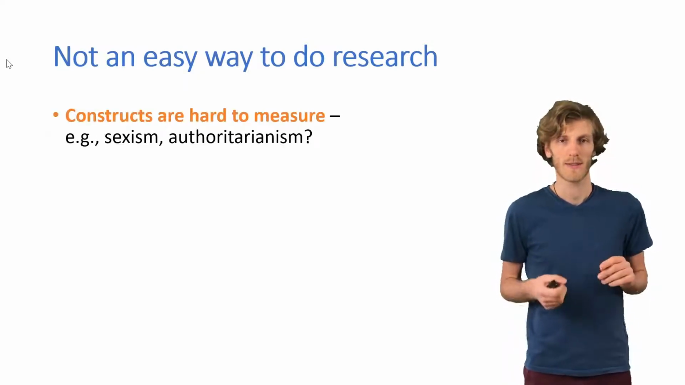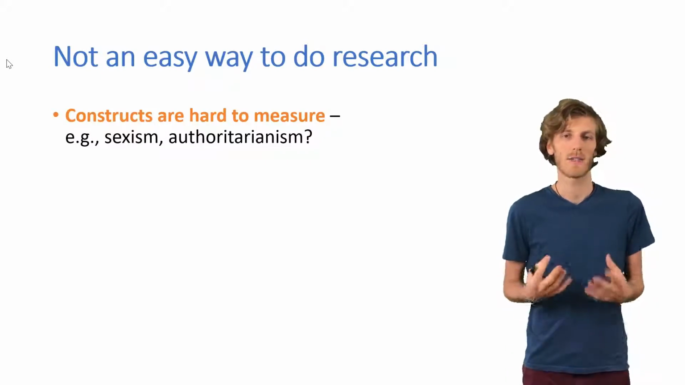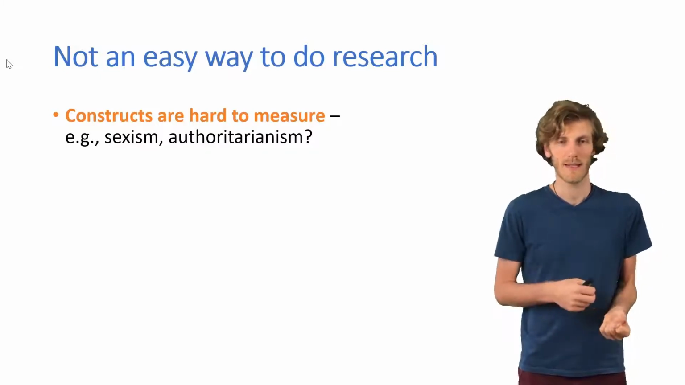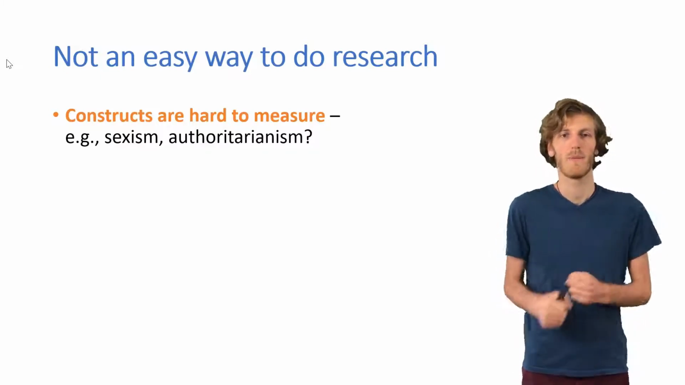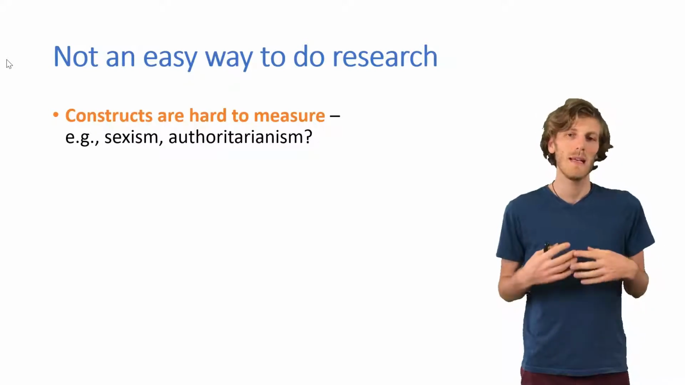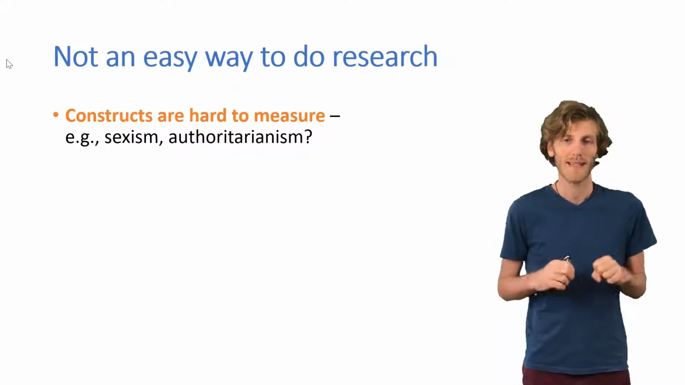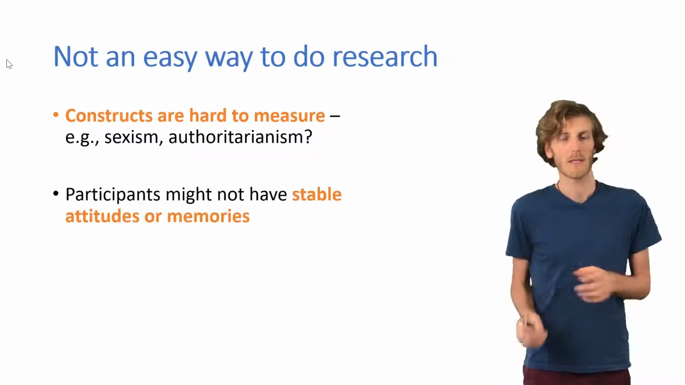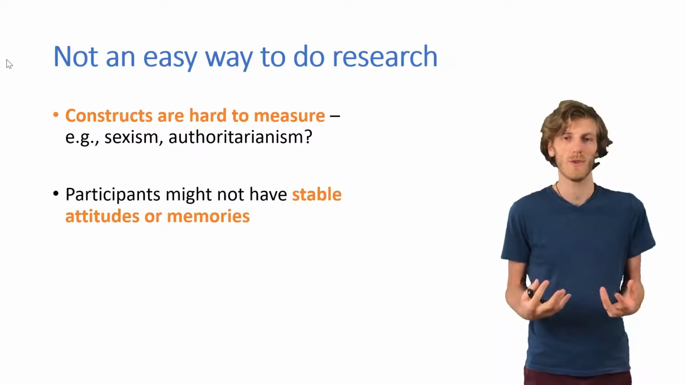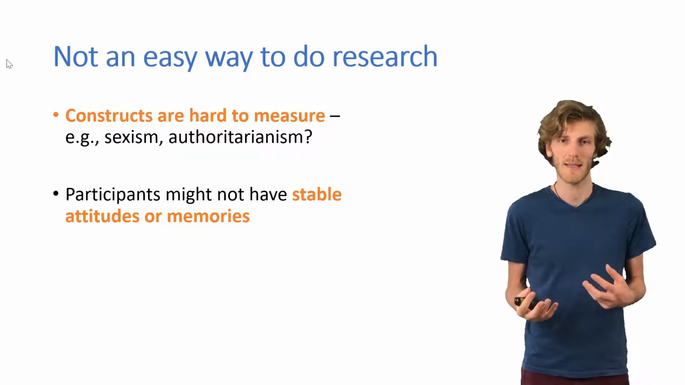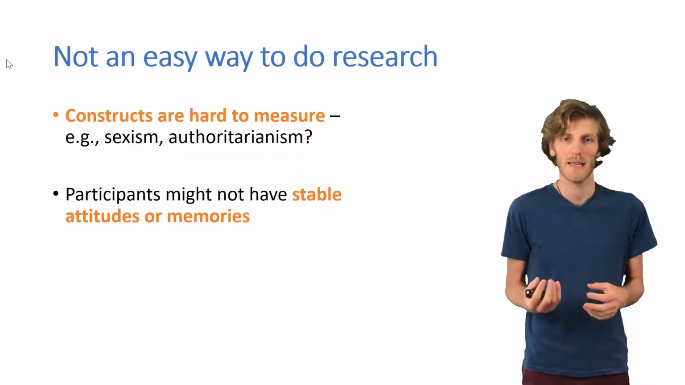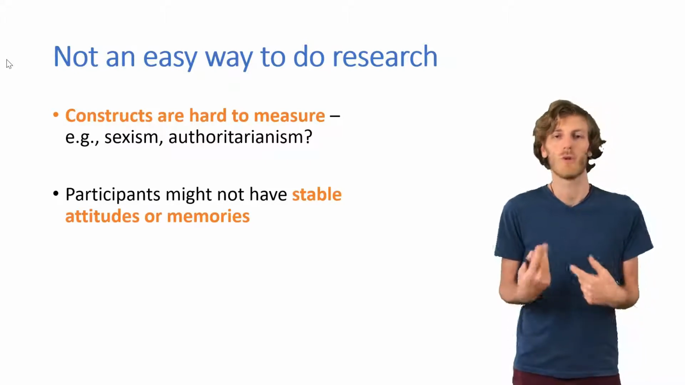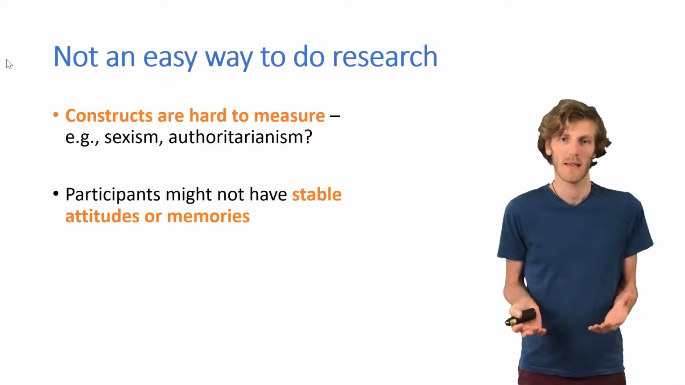Because most of the constructs we're interested in are very hard to measure. Asking people for their age is fine, but if I'm interested in something like sexism, racism, political orientation, then it becomes quite difficult to find questions that accurately measure that. Partly because participants might not have very stable views about any particular policy. So what can I really ask them about that taps into something that's stable for them? And then what do they have memory of?